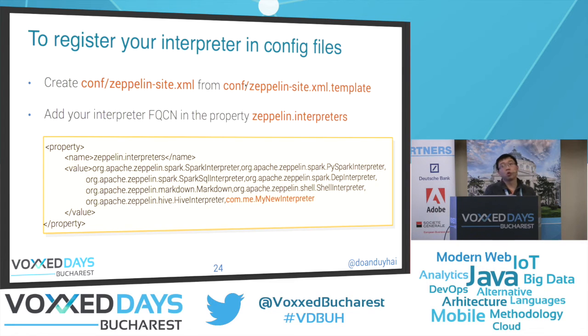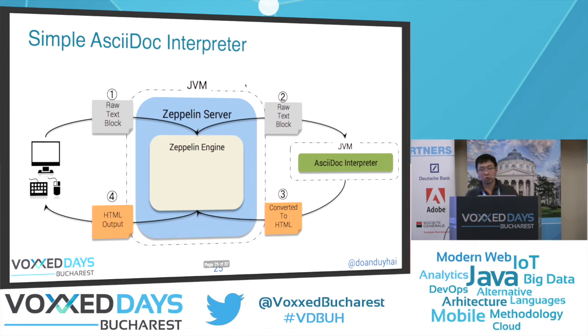Or if you are nice, you don't want to touch Zeppelin source code, you can use runtime configuration. It means that you can update the configuration file. There is a property called zeppelin.interpreters, and then you put the name of the interpreter here and restart Zeppelin. So, two ways to do the registration.